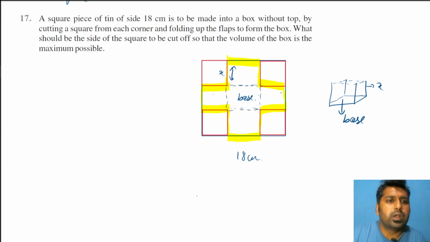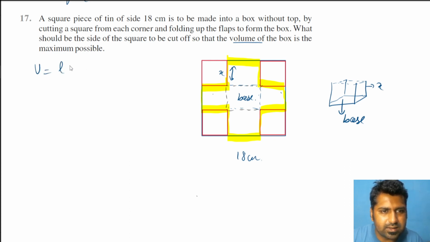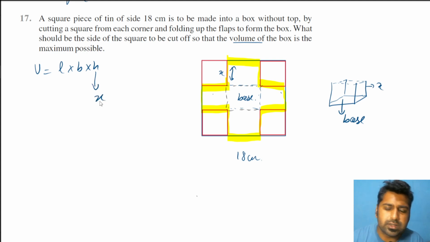Now we need to find what should be the side of the square to be cut off so that the volume of the box that is created is maximum overall. Of course, volume of a cuboid is length into breadth into height. So all we need is the dimensions of this box. We already calculated that the height is x. All we need is length and breadth.